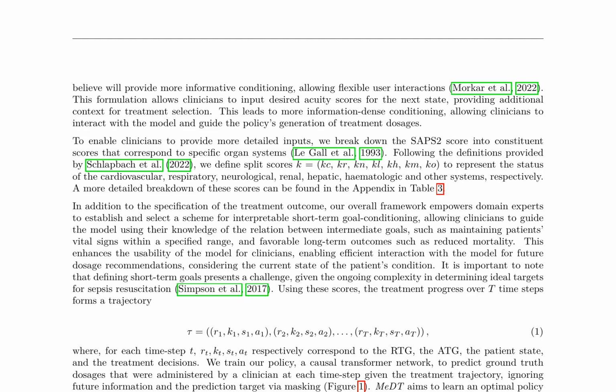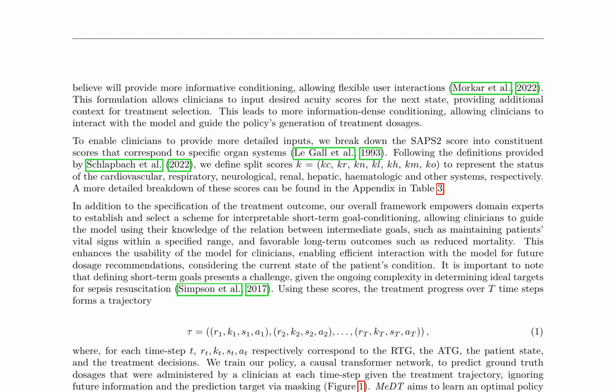This allows domain experts to establish and select a scheme for interpretable short-term goal conditioning, guiding the model using their knowledge of the relation between intermediate goals and favorable long-term outcomes. The treatment progress over T time steps forms a trajectory, which is used to train a causal transformer network to predict ground truth dosages administered by a clinician at each time step.